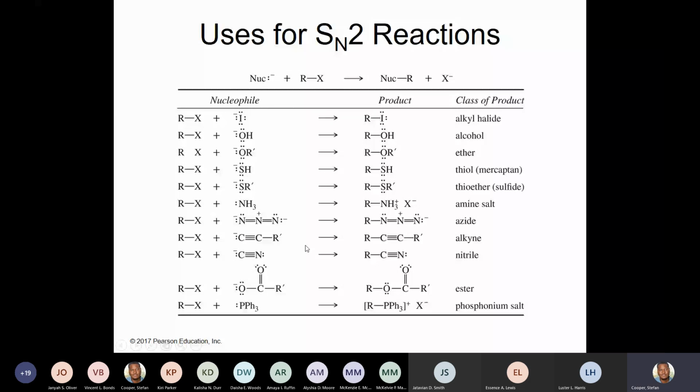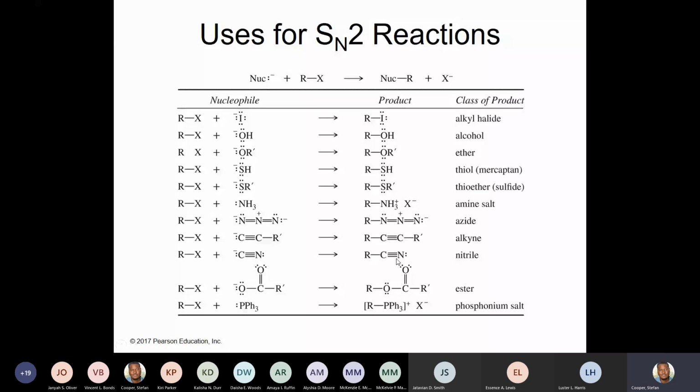I can take a nitrile, or in the case here, a lot of people like to call these cyanide type salts, to make a nitrile. I can take a carboxylate salt and make an ester, or I can take a phosphine, in a lot of cases just free phosphine, to make a phosphonium salt. So these compounds are very versatile for functional group interconversions, right? I can take an alkyl halide and make all these potential products, which are very, very useful for us synthetically.